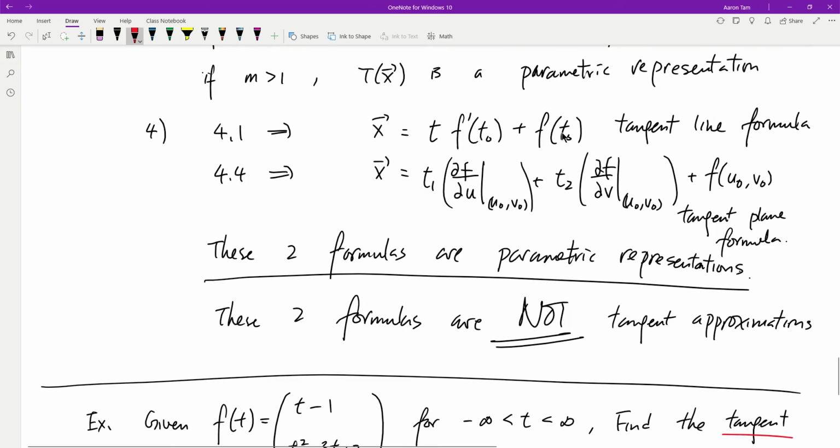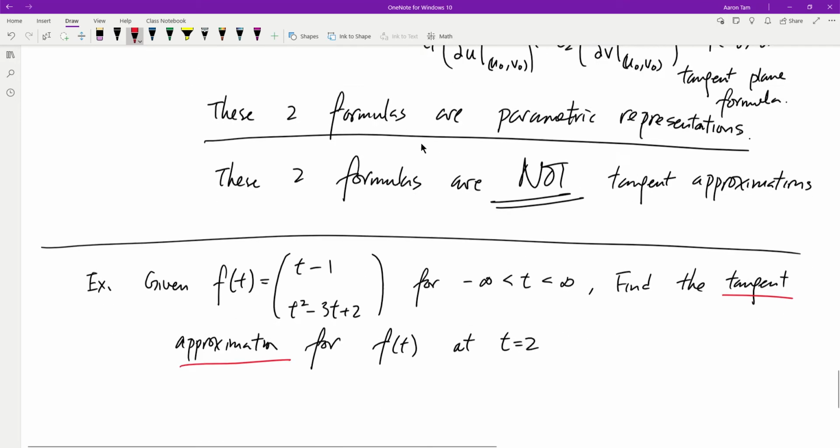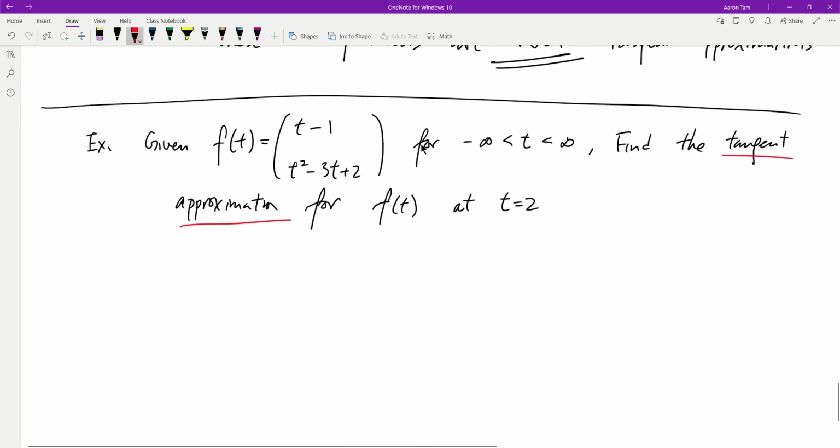Therefore, if you use this formula, you will get a tangent line. This formula is not fake. It is a real formula that will give you a tangent line. The only problem is that it will not give you a tangent approximation. So I'm going to show you why. How about we do that first, and then I'll show you how to use the tangent approximation formula that I presented to you in this section.